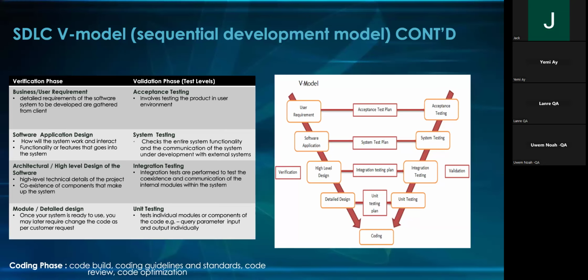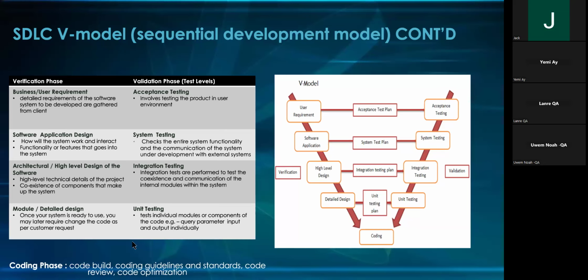Software application design. How will the system work and interact? Functionalities and features that go into the system. So you do system testing. It checks the entire system functionality and the communication of the system under development with external systems. Architectural and high-level design of the software. That's the third phase. Now, high-level technical detail of the project. You have coexistence of components that make up the system.